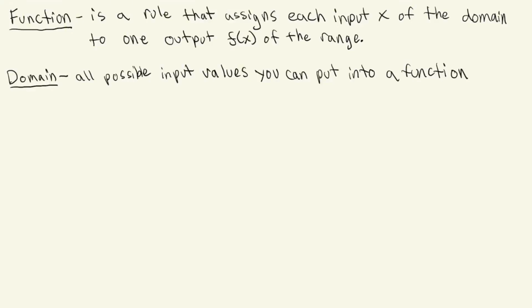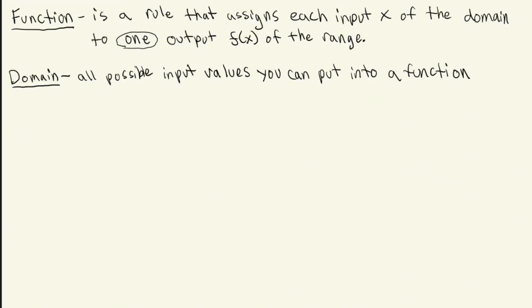So each input x of the domain is mapped to one output, and I want to emphasize this one here. So each input x is mapped to one output, and we'll also go over that visually, because the other way around it doesn't apply. The outputs can be mapped to multiple inputs. I know it's a little confusing, but we'll go over it visually, and it'll make a lot more sense. So to one output f of x of the range.